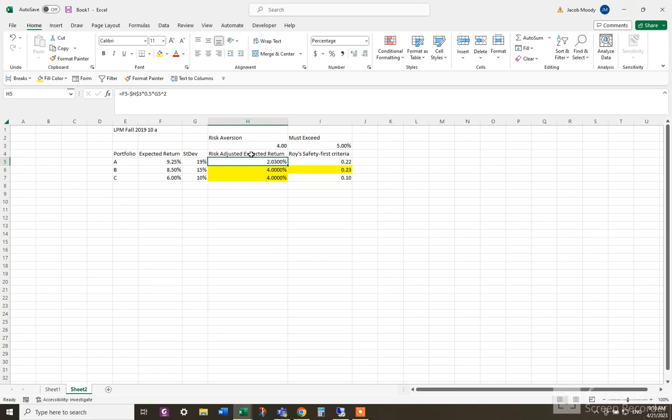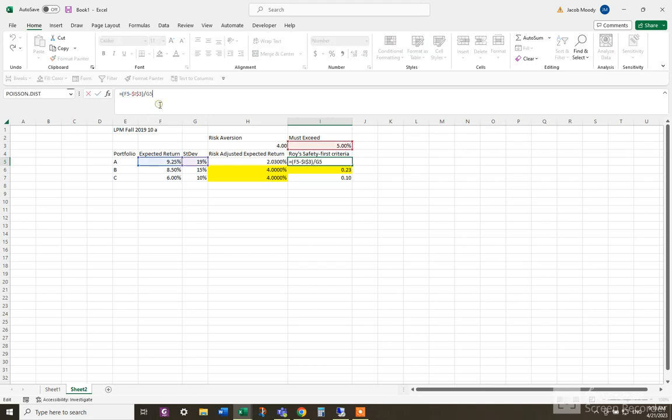Here you can see that for the highest expected return, portfolios B and C tie, at 4%. So if you look based on just the first criterion, it's B or C. Then the Roy's safety first criteria counts how many standard deviations away the difference between the expected return and the hurdle rate is. And you see that this one is just barely higher.